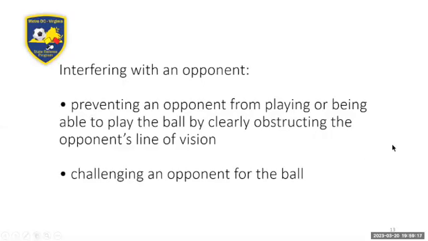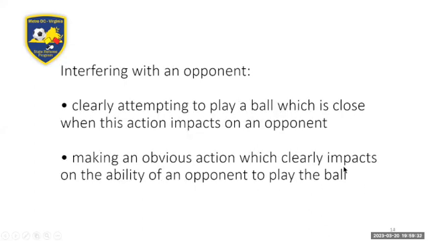Okay, the second category, interfering with an opponent. Preventing an opponent from playing or being able to play the ball by clearly obstructing. Challenging the opponent for the ball. Attempting to play the ball, which is close, when this action impacts on an opponent. Or making an obvious action which clearly impacts on the ability of an opponent to play the ball. A lot of this language is taken directly out of Law 11. So I just wanted to mention that.